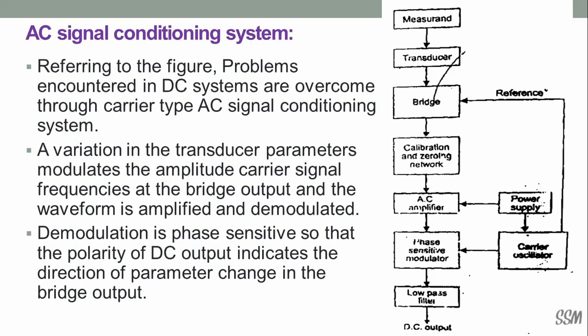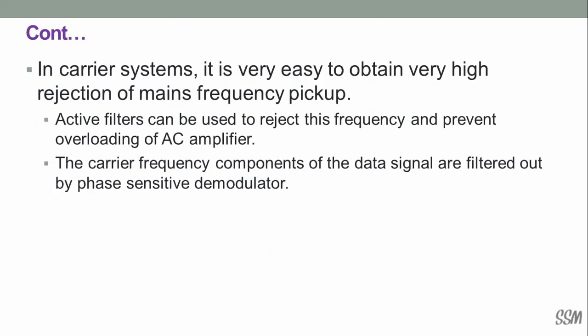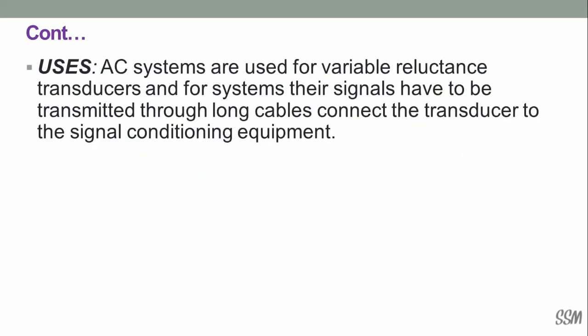the bridge output. In a carrier system, it is very easy to obtain very high rejection of mains frequency pickup. Active filters can be used to reject this frequency and prevent the overloading of AC amplifiers. The carrier frequency component of the data signals is filtered out by the phase sensitive demodulators. Uses: AC systems are used for variable reluctance transducers, and for systems where signals have to be transmitted through long cables connecting the transducers to the signal conditioning equipment.